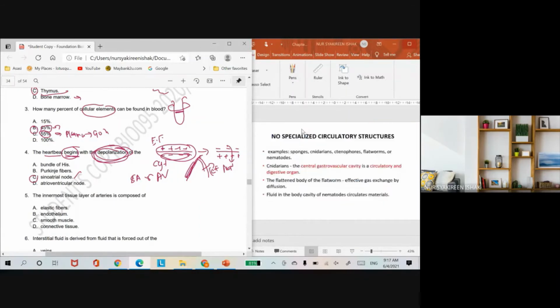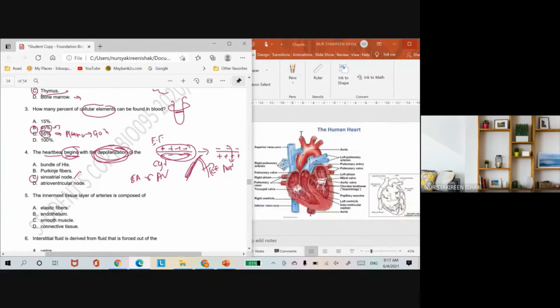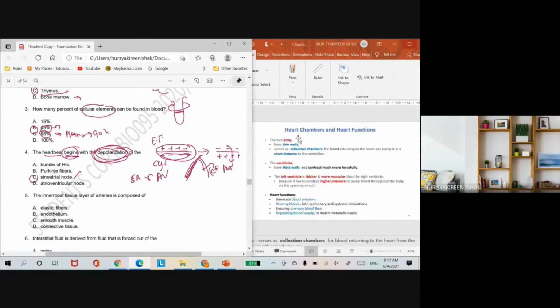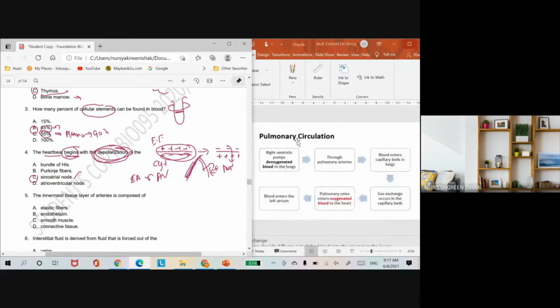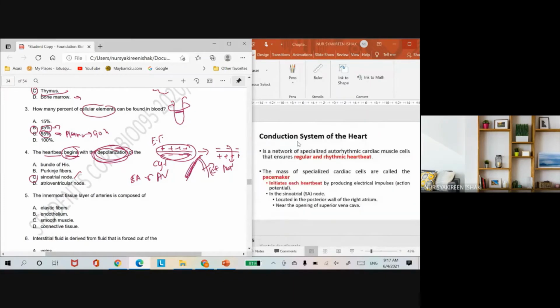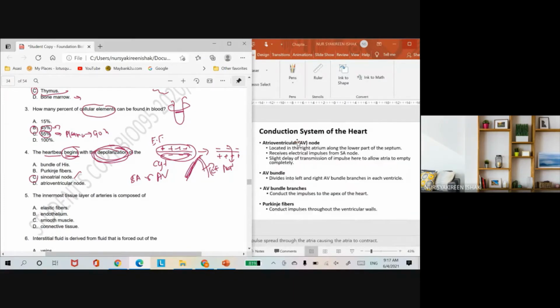So if you look at your notes here, the structure of the heart. Where is the structure shown? Wait a moment. Okay, conduction of the heart.